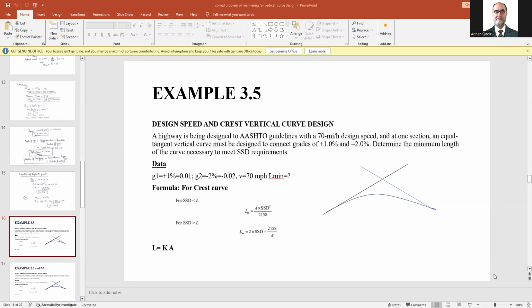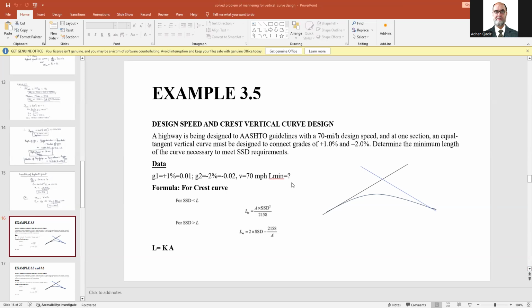So as usual, we'll generate the data. G1 is plus 1%, that is 0.01, G2 is minus 2%, minus 0.02, and V is equal to 70 miles per hour.